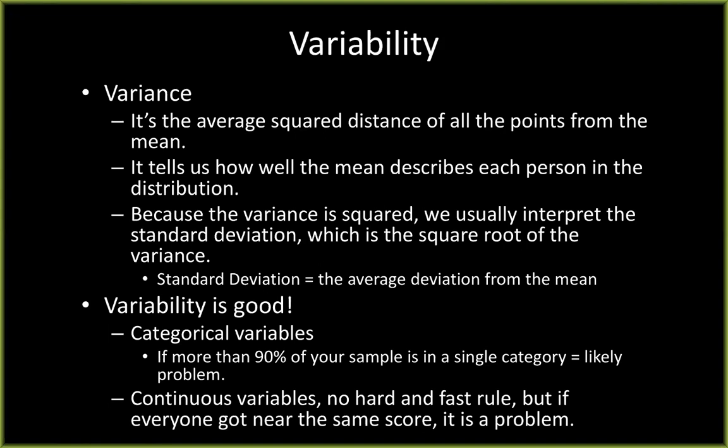If we're looking at categorical variables, typically if more than 90% of the sample is in one of our categories, that's a problem. We may just not be able to use that variable at all if we don't have any variability on it. For continuous variables, there aren't necessarily hard and fast rules about how much variability you need to have. But if everybody has the same score or very close to it, that's potentially a problematic issue for you. And we'll talk a little bit more about how to adjust for and account for that as we move forward.